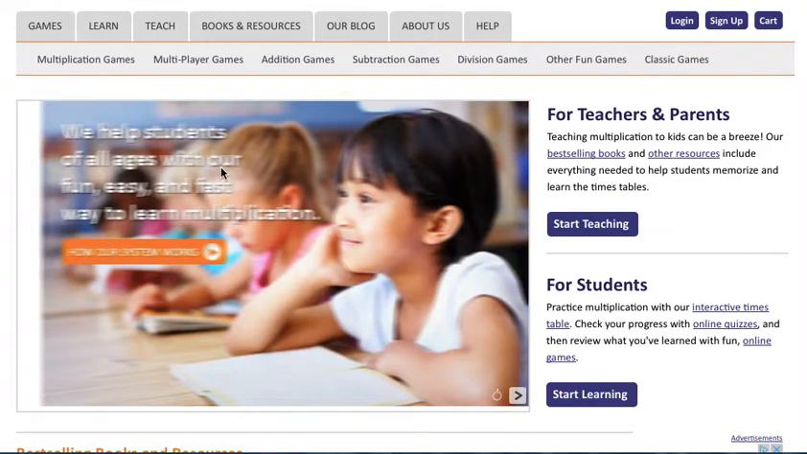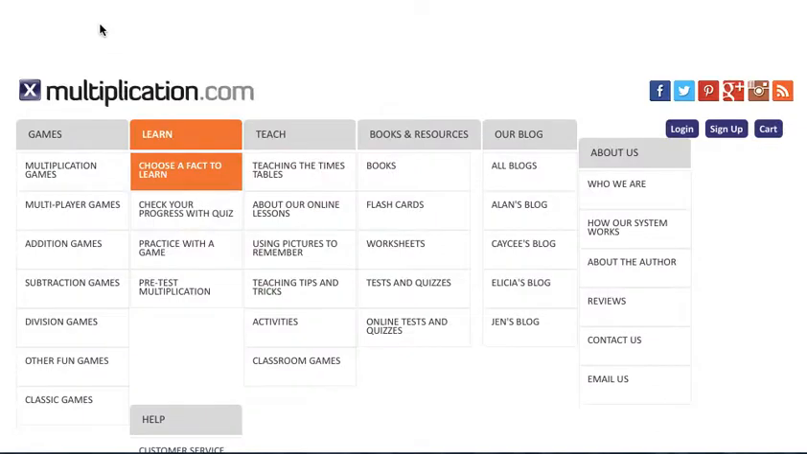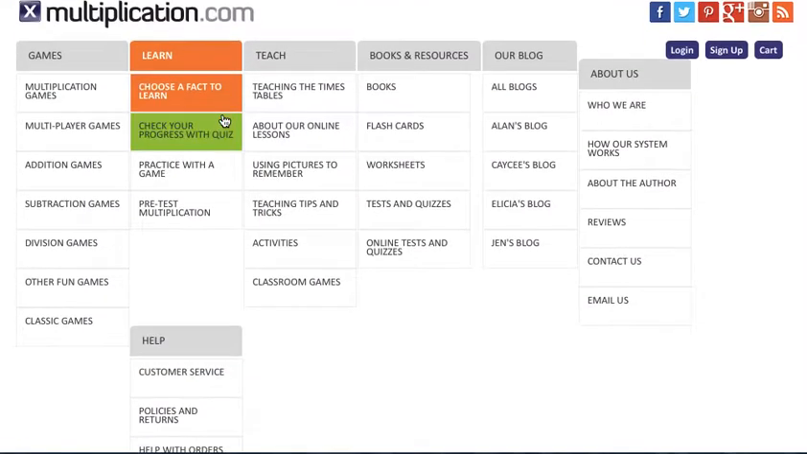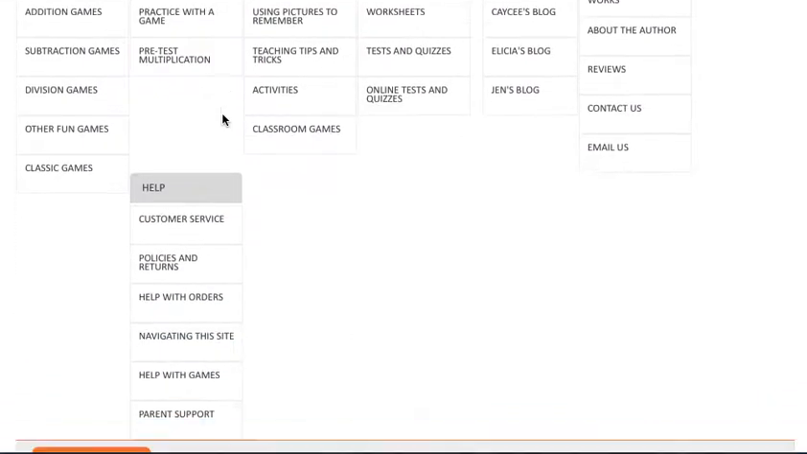Welcome! I'm going to show you how to use multiplication.com to learn your facts. This is the screen for multiplication.com. You always want to go to Learn, that's up here with the tabs. Learn will take you down to choose a fact.